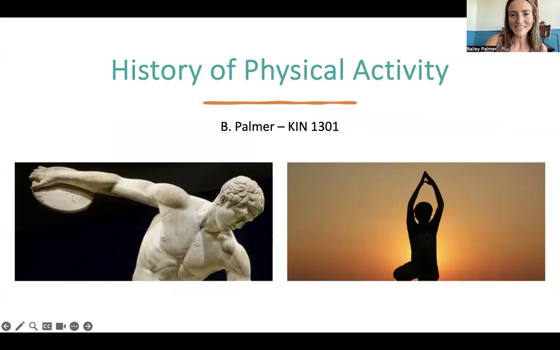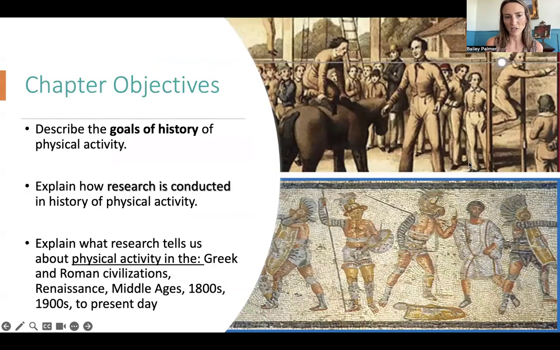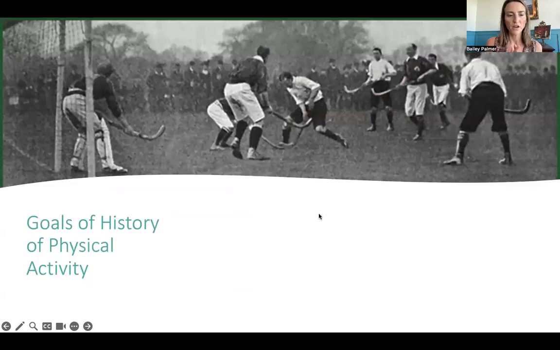All right, when discussing the history of physical activity, first we need to understand what our lecture objectives are. This lecture is going to be basically about the goals of history during different time periods. We're going to focus mainly on the Greek and Roman civilizations. We'll get into the Renaissance, Middle Ages, 1800s, 1900s, and all the way up to present day. This is a little bit longer lecture, so I'm going to break it into two parts.